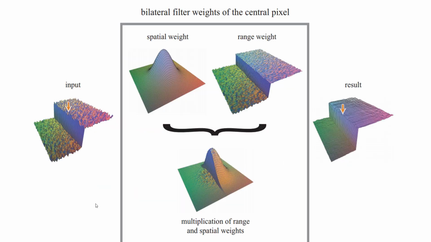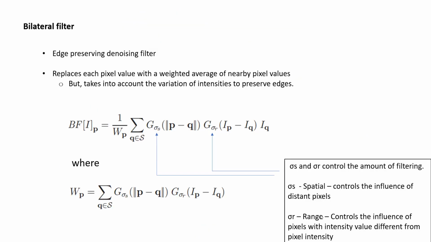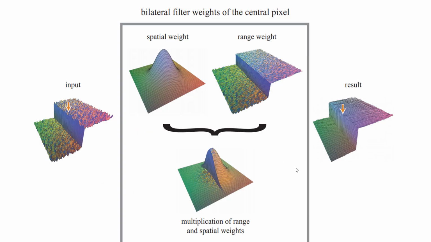Now let's actually look at this in a graphic. So if your input image looks like this, okay, and you have a sharp edge right here, okay, and then your intensity is changing right over there. Now the filter, the spatial weight, as you can see, it looks like a Gaussian here. So that's the spatial weight. In addition to that, you have a range weight, okay? This range is nothing but the control of the influence of pixel intensity. Okay, so this is the weight based on the pixel intensity.